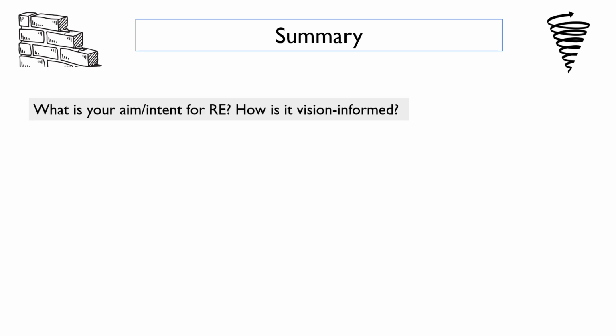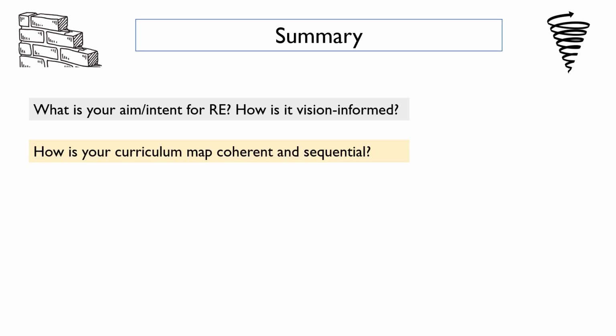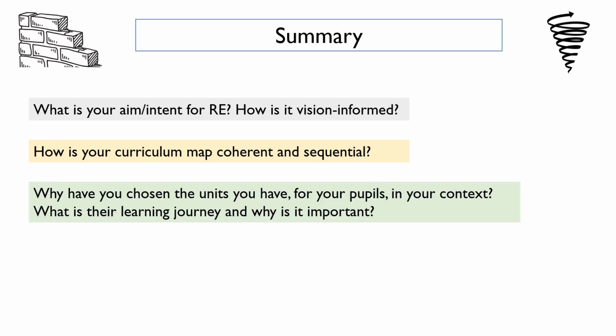So as we come to land, we're just going to reflect on 4 really important aspects that have come through this session on curriculum design. So first of all, what is your aim or intent for RE, and how is that vision informed? Informed by your school's distinctive Christian vision. Then, how is your curriculum map coherent and sequential? How is it being built and designed carefully in the light of your intent for RE as a means to achieve your intent for RE?